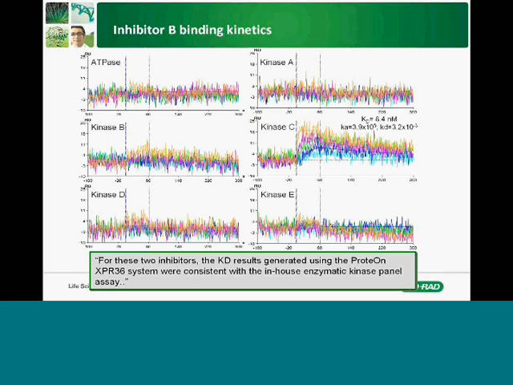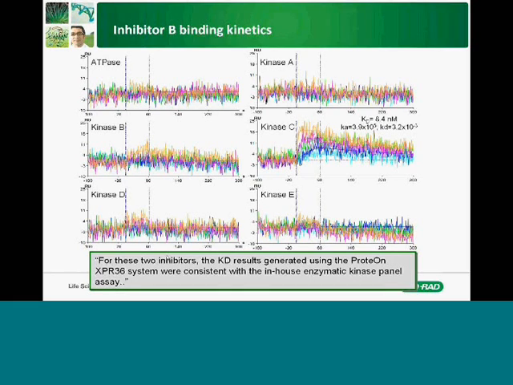And here below is the quotation from Mr. Miura, saying that for these 2 inhibitors, the results that they generated with the ProteOn are in good alignment with other enzymatic assays that they perform in-house. And this is real science or real development, because you get similar results from different assays, different techniques, making you have more confidence in the results.